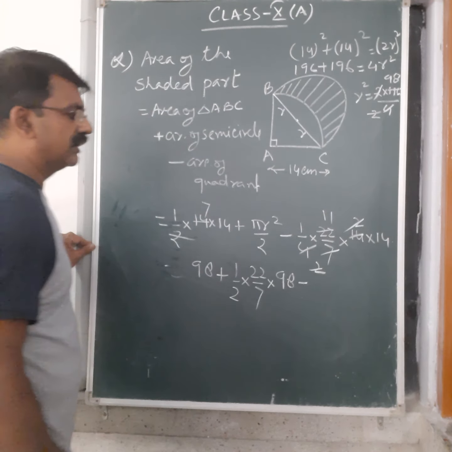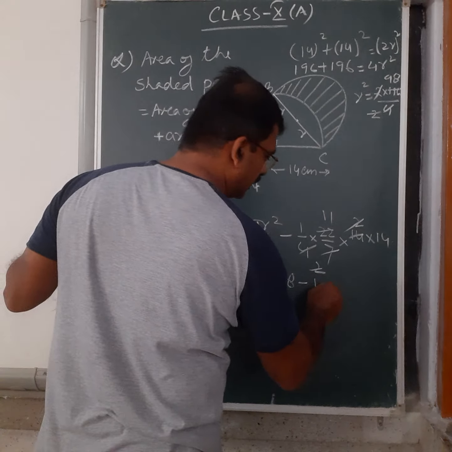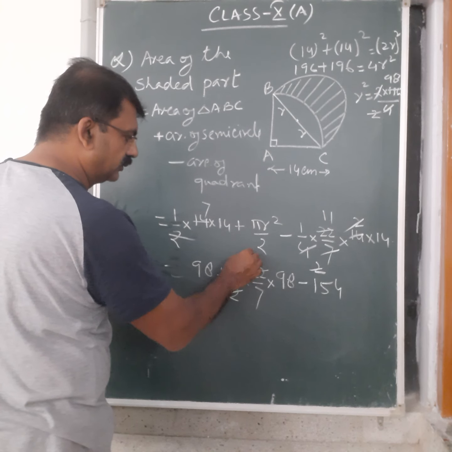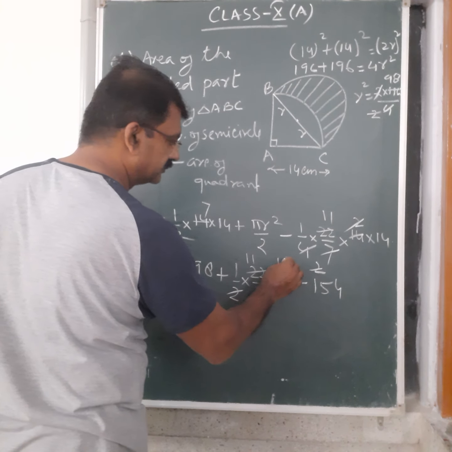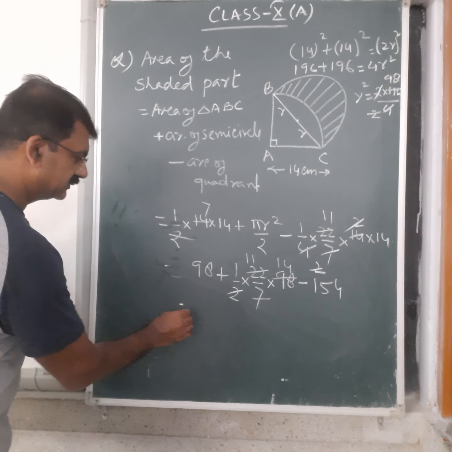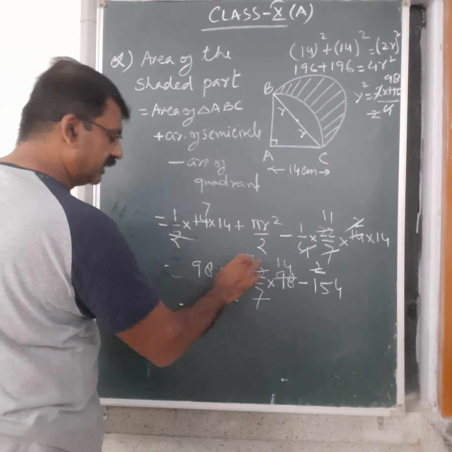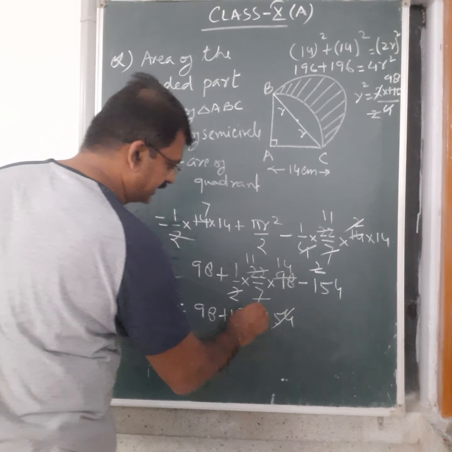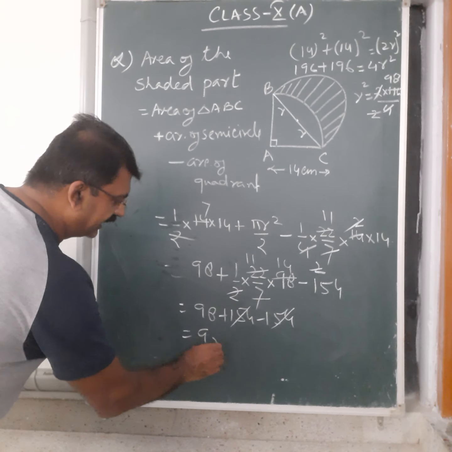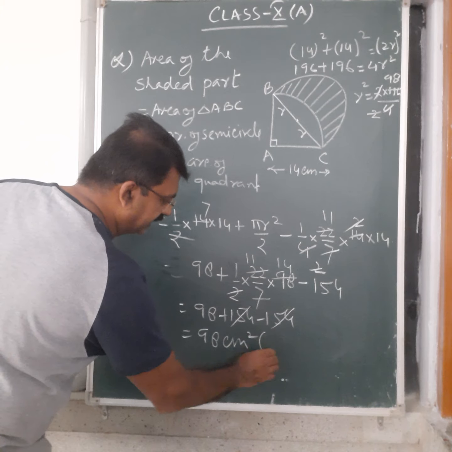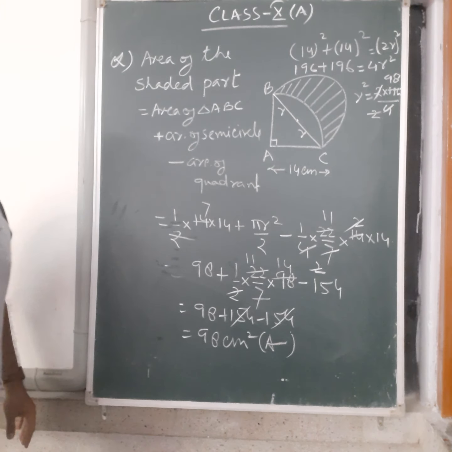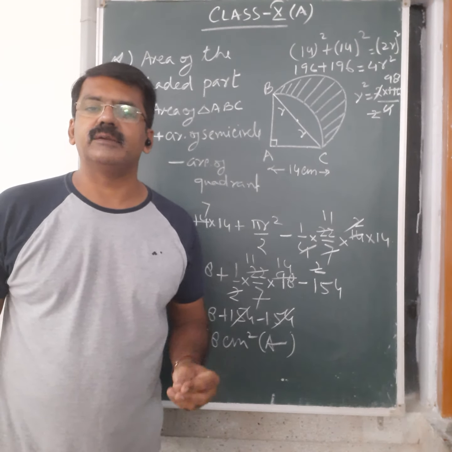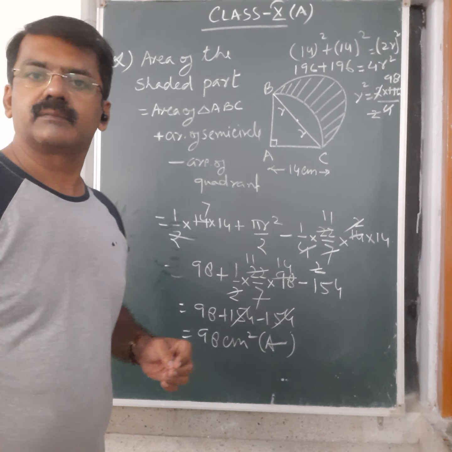So 14 into 11, that is 154. So you write down 154 here. Now you cancel it by 2, and 14 into 11 again 154 minus 154, this cancels. So we are left with 98 centimeters square, and that is your answer. The area of the shaded part is 98 centimeter square. Clear?